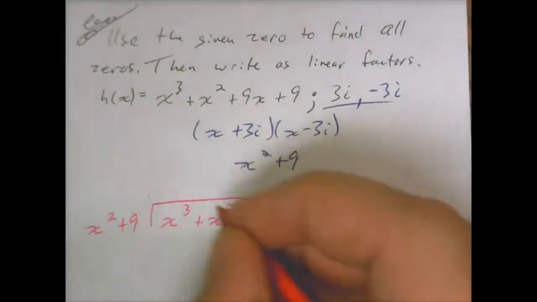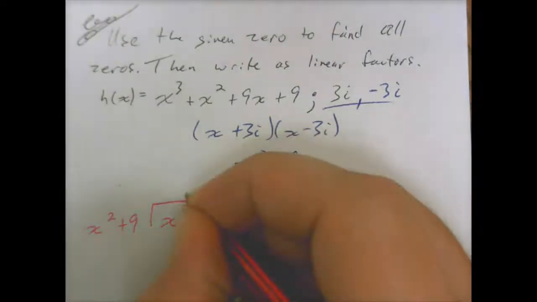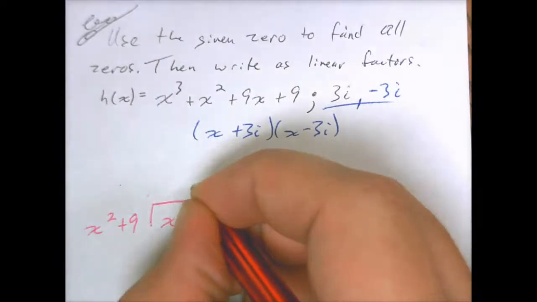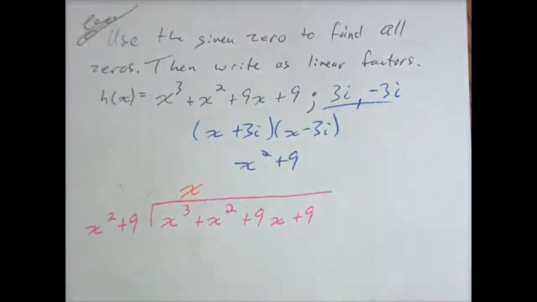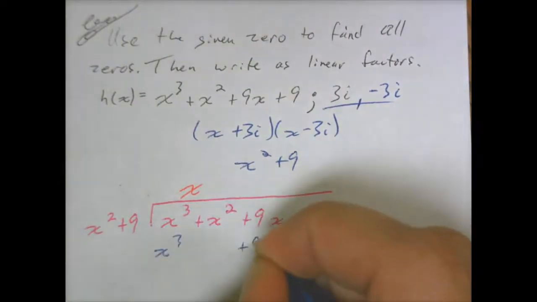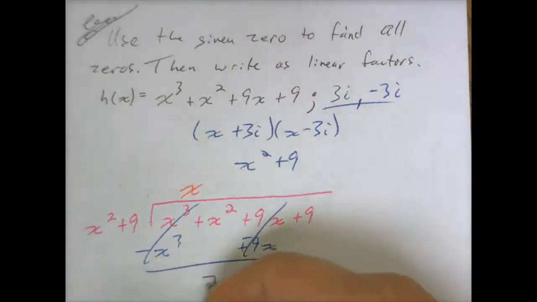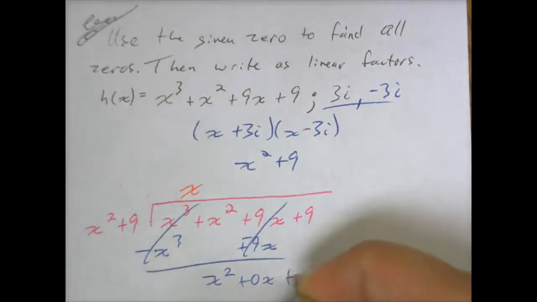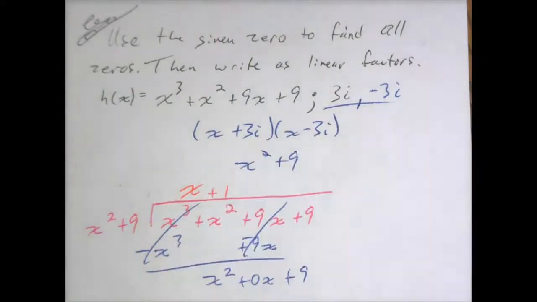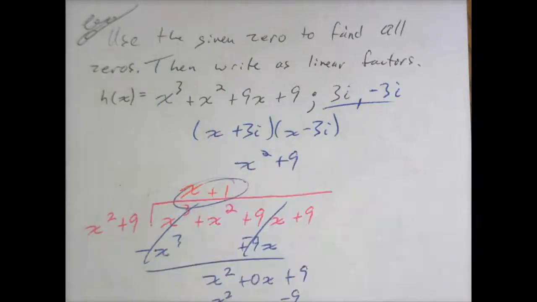And then the same thing. Do your synthetic division. Oh, no synthetic division! Polynomial division. So I have to multiply that by x. Let's do this in a different color. So that'll be x cubed plus 9x. Change all signs. That goes, that goes. x squared plus 0x plus 9. This will have to be plus 1. So that I have x squared plus 9 with a 0 remainder. So there's my last factor.